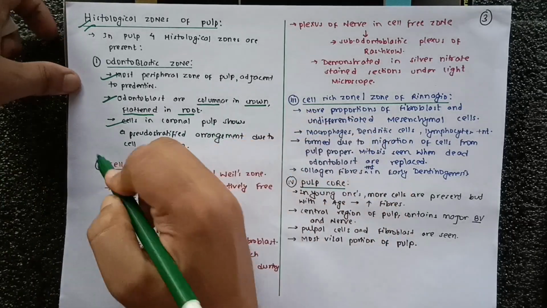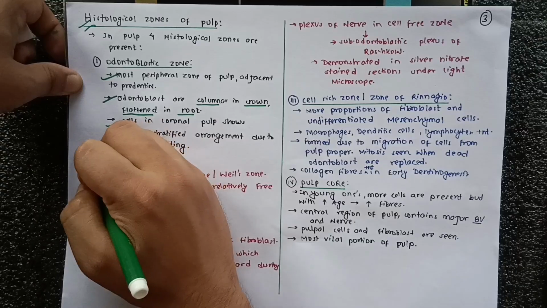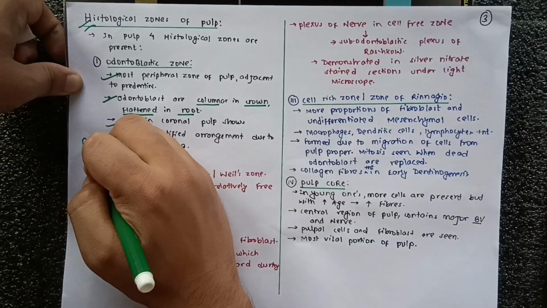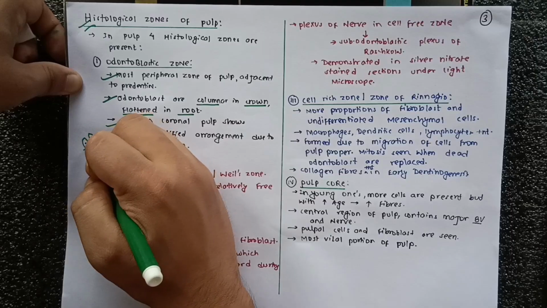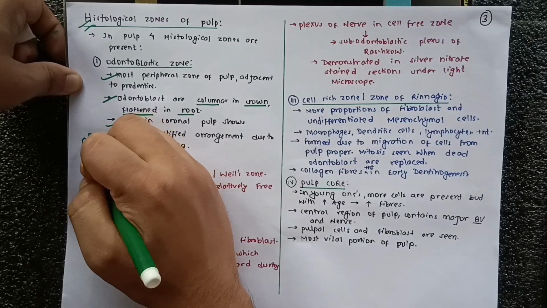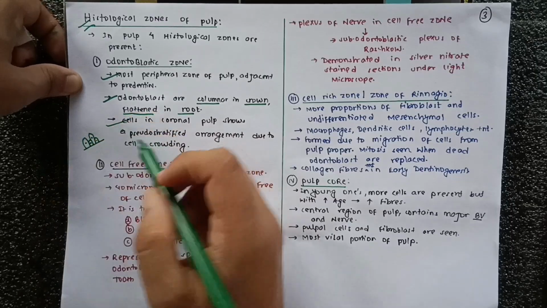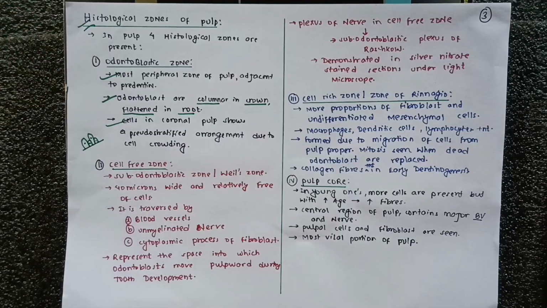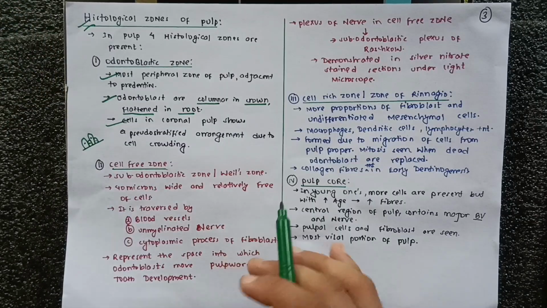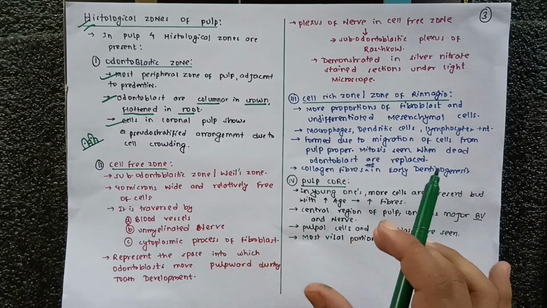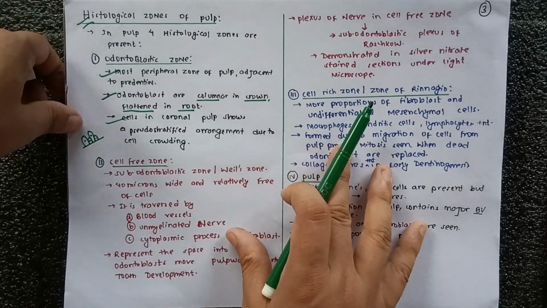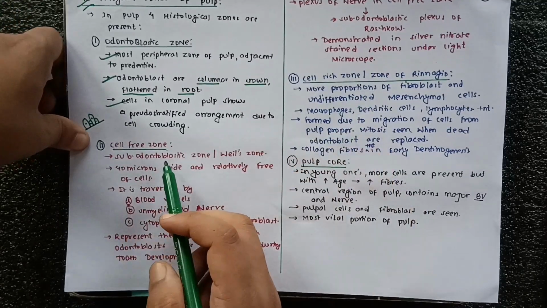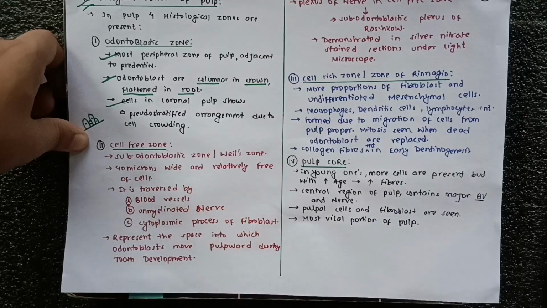And pseudo-stratified means there is just a single layer, but it appears like a stratified layer, okay. So it is a false stratified. The levels of the nuclei are different in pseudo-stratified epithelium, due to which we think that it is a stratified epithelium, but it is not so. So just remember this.